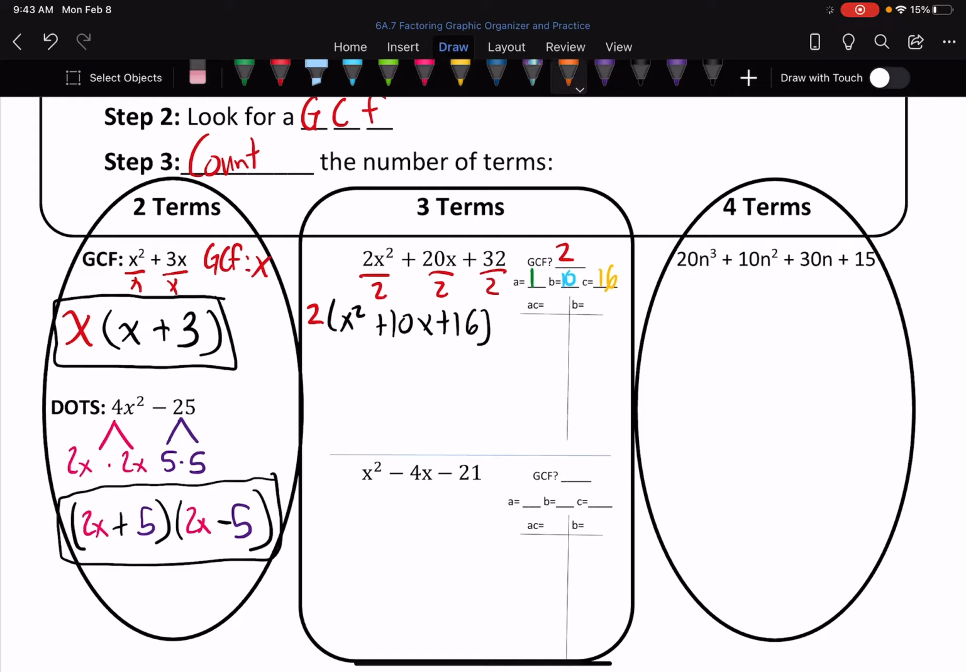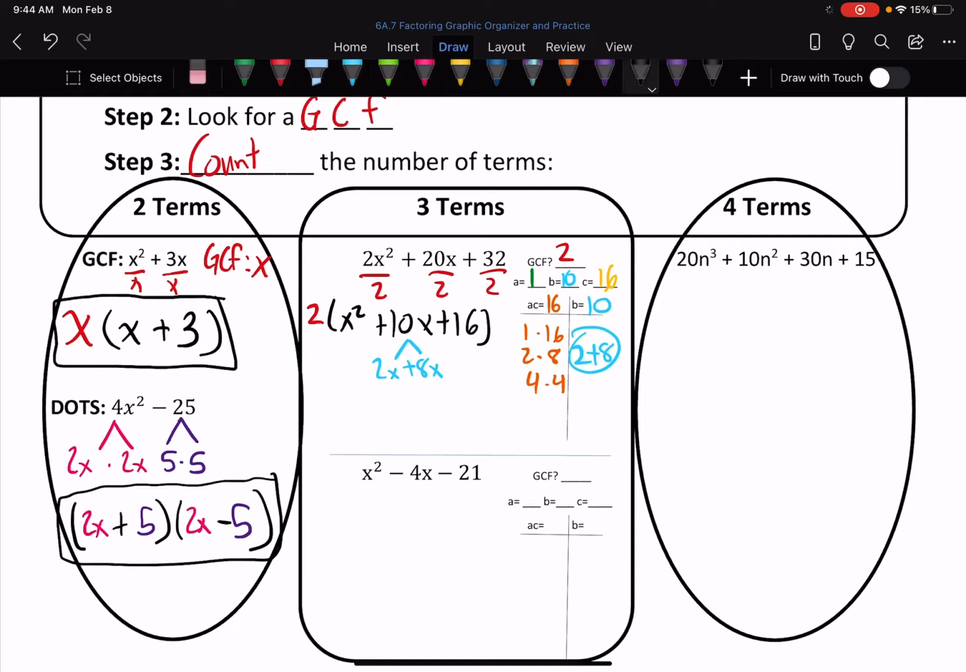Then I have to find my a times c, so 1 times 16 is going to give me 16. And my b value is 10. So I have to find the factors of 16, two numbers that multiply to get 16 and add to become 10. I know the factors of 16 are 1 times 16, 2 times 8, and 4 times 4. The pair that adds up to 10 would be 2 plus 8. So we're going to break up our middle term 10x into 2x plus 8x because that is equivalent to 10x.